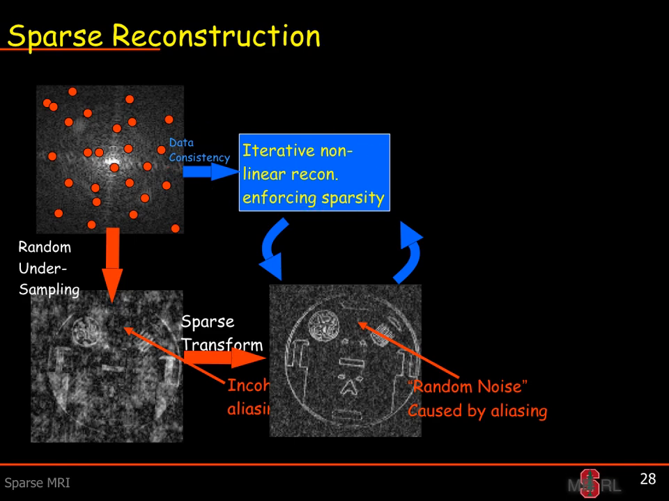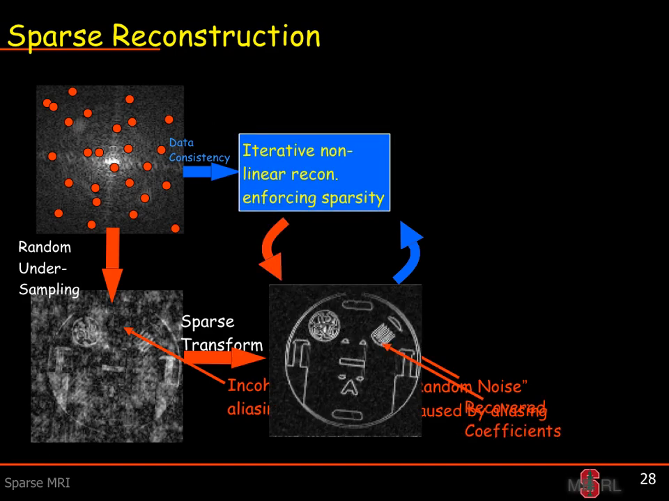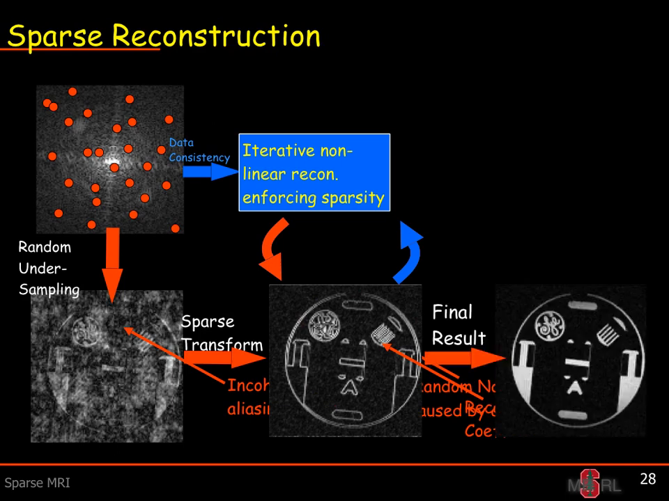That is, it minimizes the number of non-zero elements in the resulting estimated signal while forcing the signal to be consistent with the data. And what's important here is that when we move to a transform domain, so for example, this is a finite differences transform domain, the aliasing appears as random noise in the transform domain. And here are the recovered coefficients that we get if we do this. This then leads to a final result that does not contain any of the aliasing.